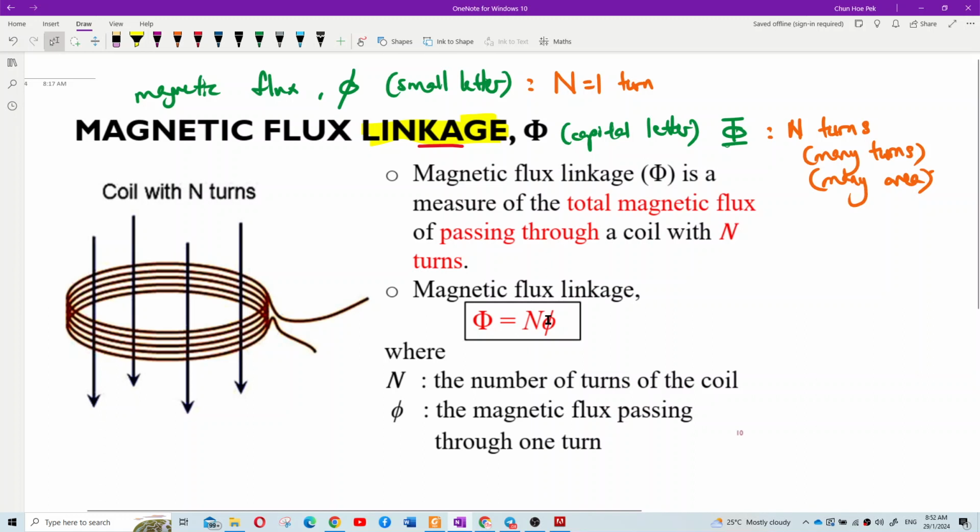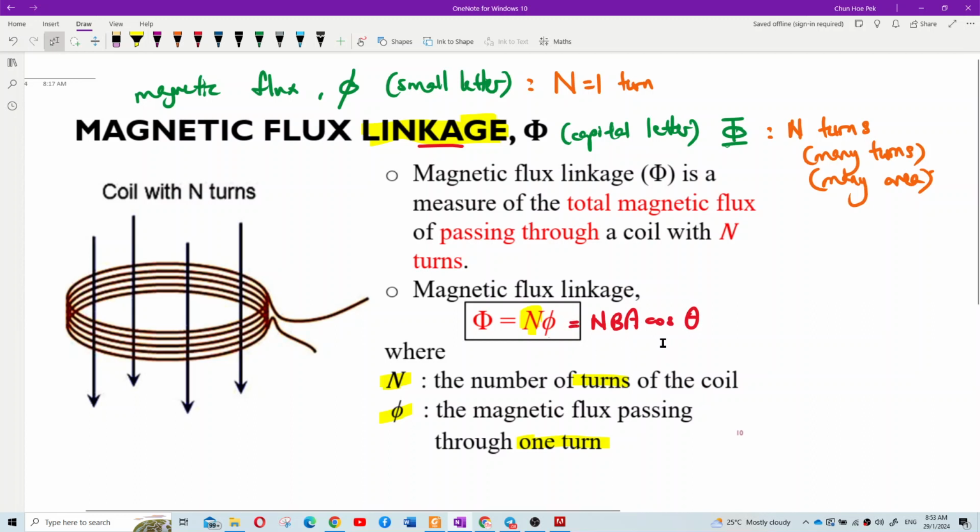Last time phi flux is only for one area. Here, the flux is only for one turn. So if you have n turns, you multiply n. Correct, class? You multiply n. So magnetic flux linkage is n phi, because if you have 5 areas, then you multiply 5. The formula you can also write, flux is BA cos theta, so it's n BA cos theta. Later in future we will learn more deeply about this.